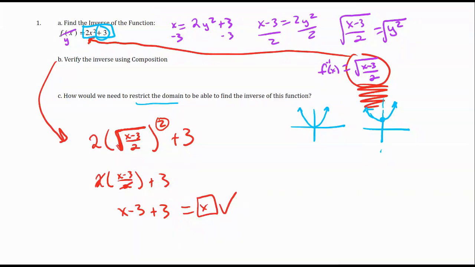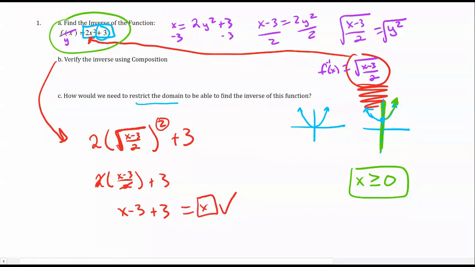So in this situation, the center is just at 0, and I'm going to just look at the right side here. So restricting the domain, I'm going to say that the x value has to be greater than or equal to 0. So that is my domain restriction of the original function. I always restrict the domain of the quadratic.